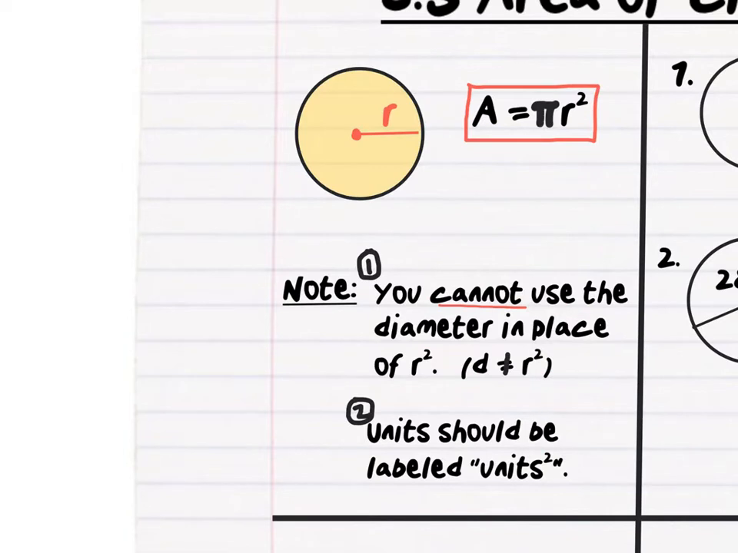Kids want to use the diameter and replace r squared with the diameter, and that's not going to give you the area. All right, the other thing you need to know is that units should be labeled units squared. So if we're talking about centimeters, you'll put cm and then a little 2 on it. All right, if we're talking about inches, it's inches and a little 2, in and then that little 2.